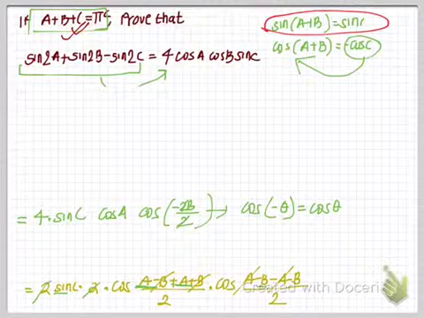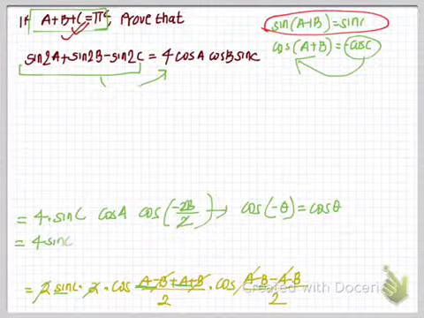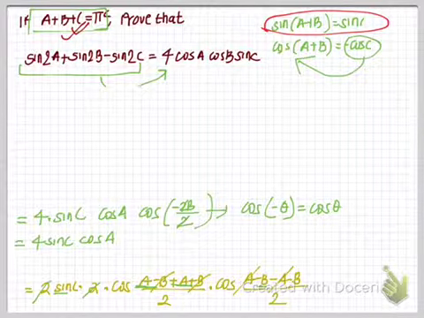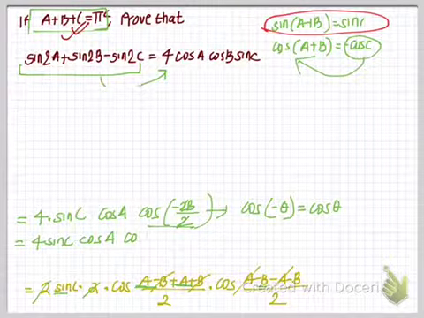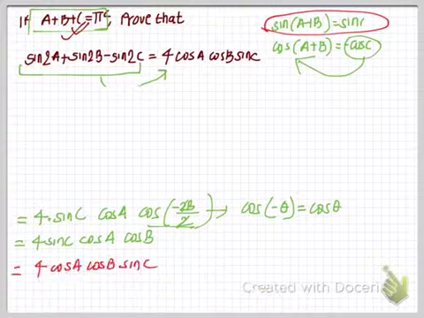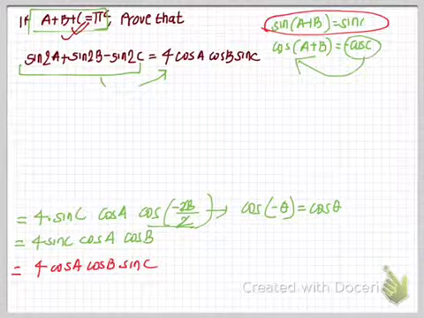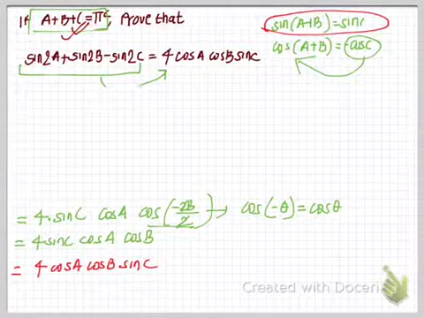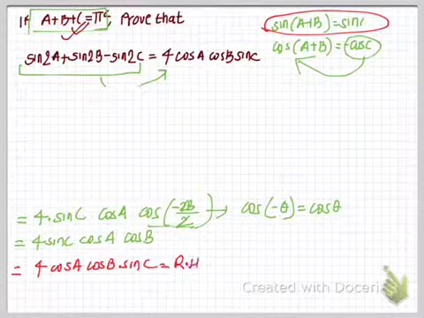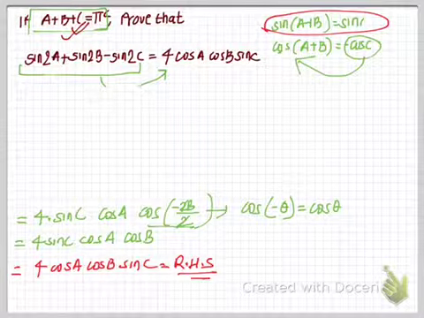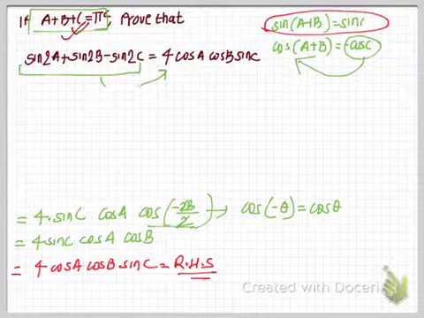So here cos of minus B is equal to cos B. So after rearrangement, we have 4 cos A, cos B, and sine C as our right hand side. This is what we had to show. I hope it is clear to you, and thanks for watching.